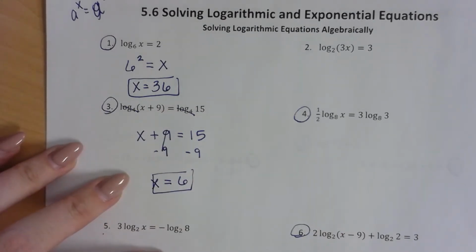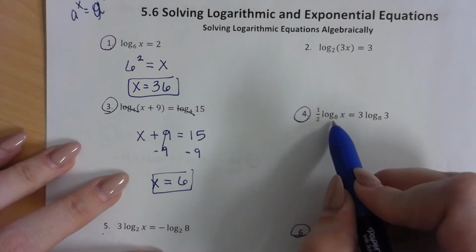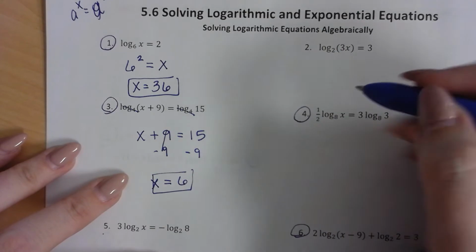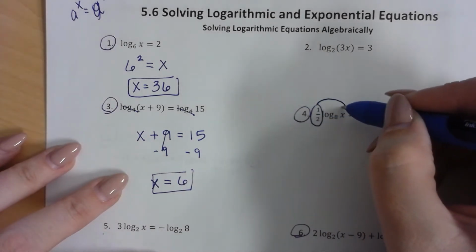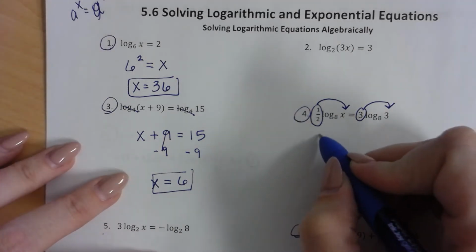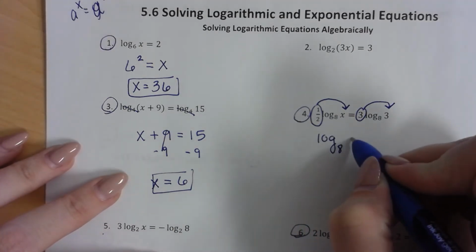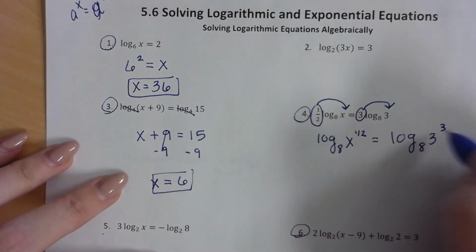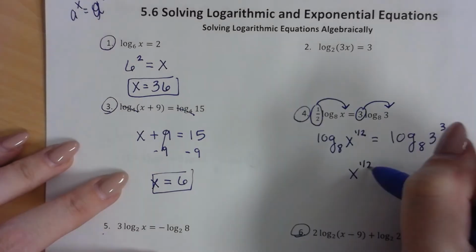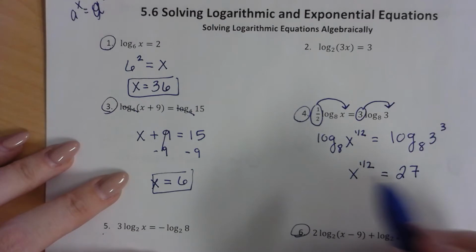Good. Now in number 4, same thing. I have log base 8 and log base 8, but I can't ignore that there's a 1/2 and a 3. Remember on the last page, we talked about how the numbers in the front used to be exponents. So we're going to move them up to be exponents again. So we've got log base 8 of x to the 1/2 is equal to log base 8 of 3 to the 3. Now that we have log base 8, because those are the same, the insides are the same. So x to the 1/2 equals 3 to the 3, which is 27.